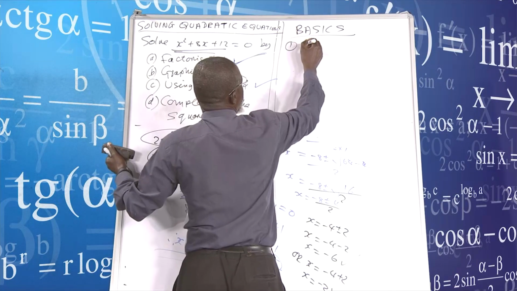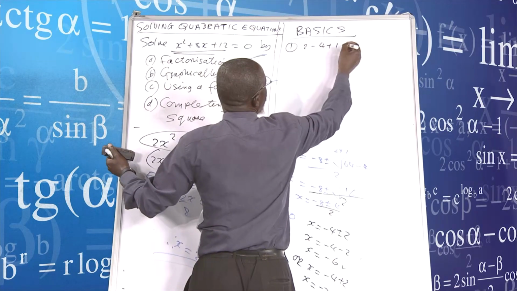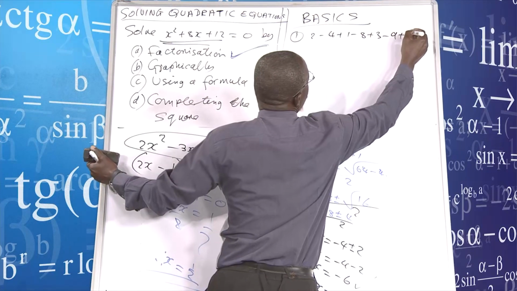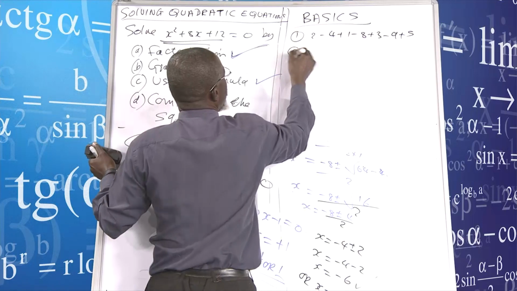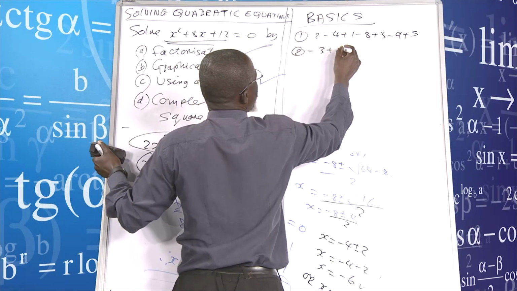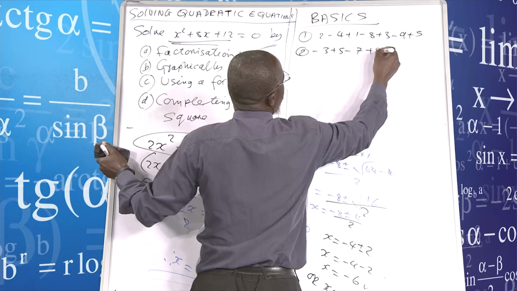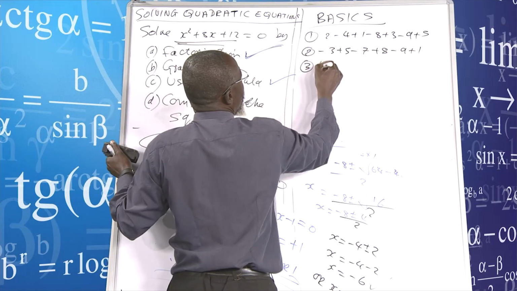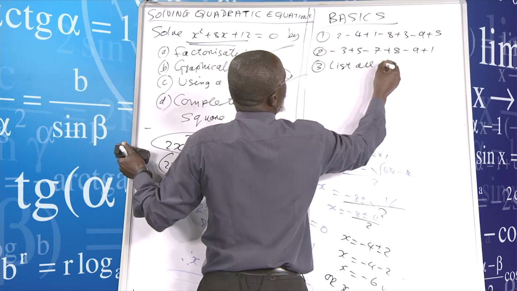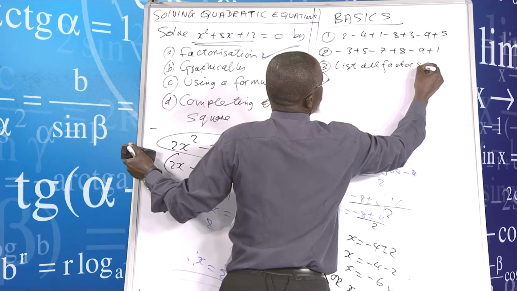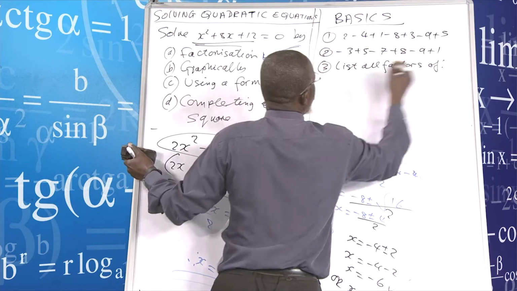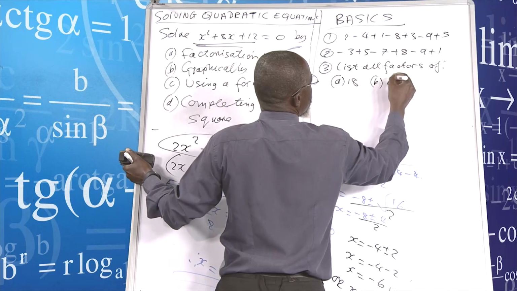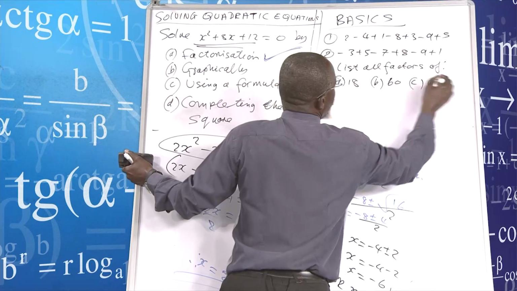For example, number 1: 2 minus 4 plus 1 minus 8 plus 3 minus 9 plus 5. Number 2: 20 minus 3 plus 5 minus 7 plus 8 minus 9 plus 1. Number 3: list all factors of, for example, A, 18, B, 60, C, 48.